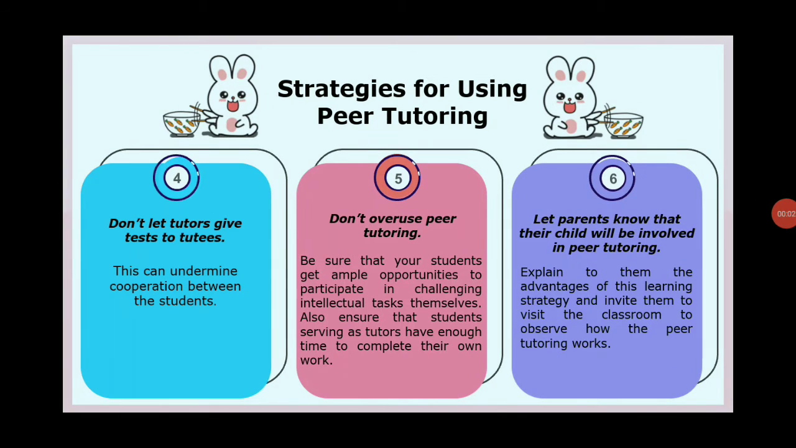The fourth strategy for peer tutoring is you don't let tutors give tests to tutees, as this can weaken cooperation between students. Fifth, you don't overuse peer tutoring. Be sure that students get ample opportunities to participate in challenging tasks themselves, and the students who are serving as tutors have enough time to complete their own work.